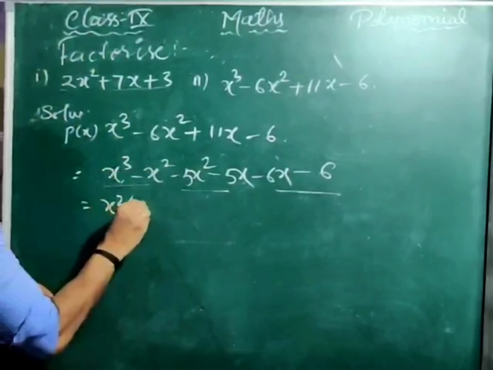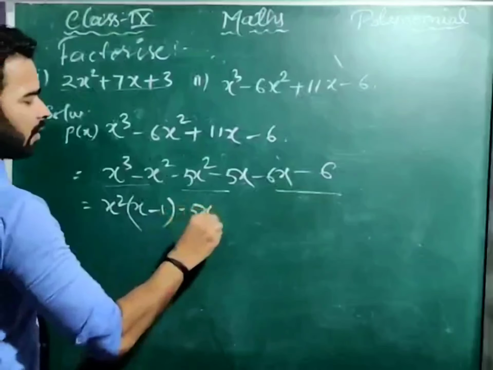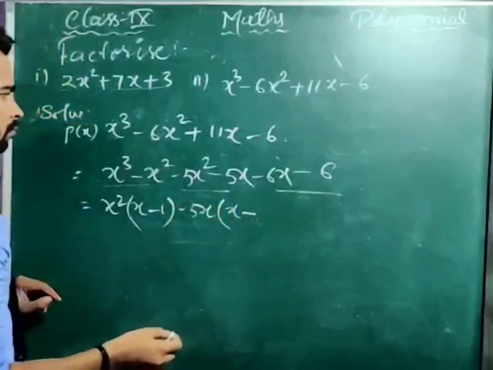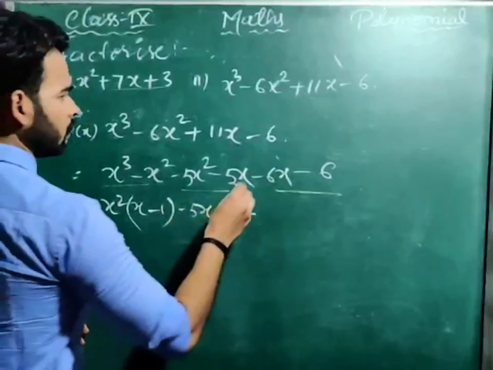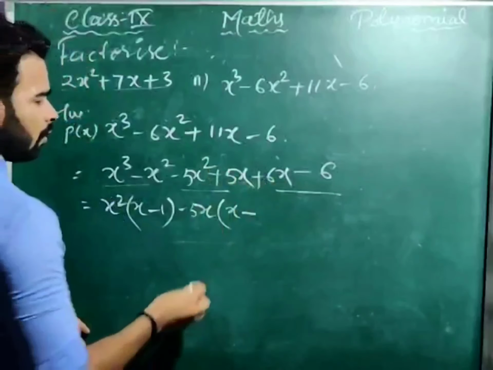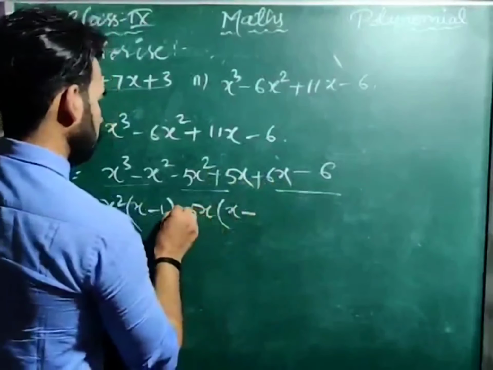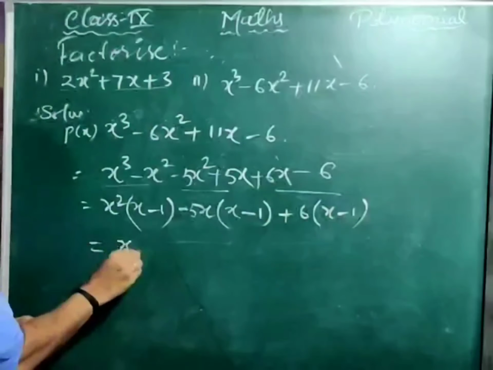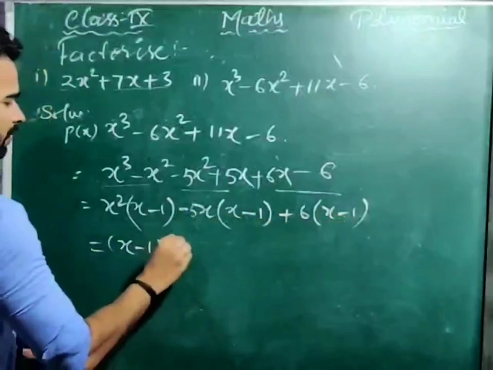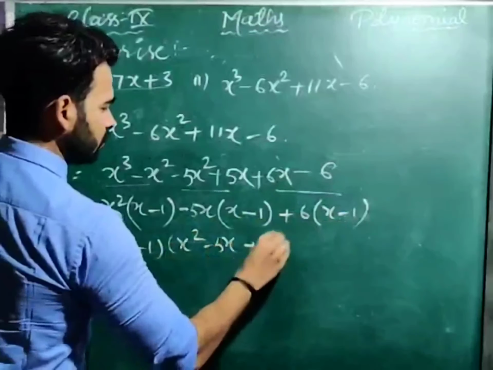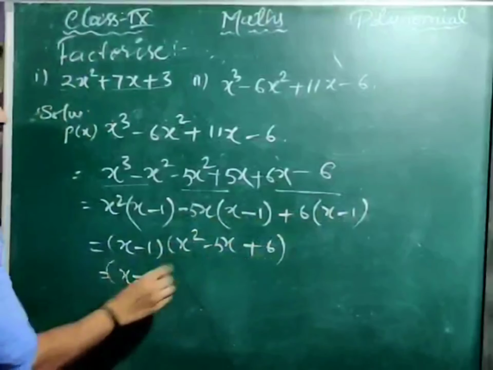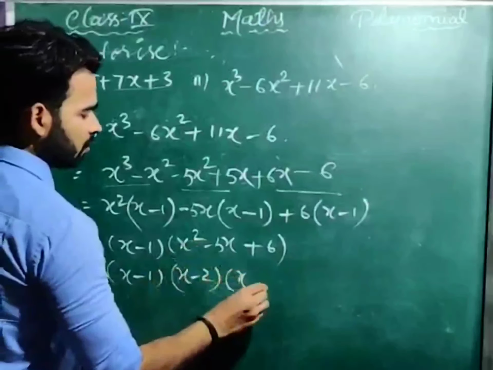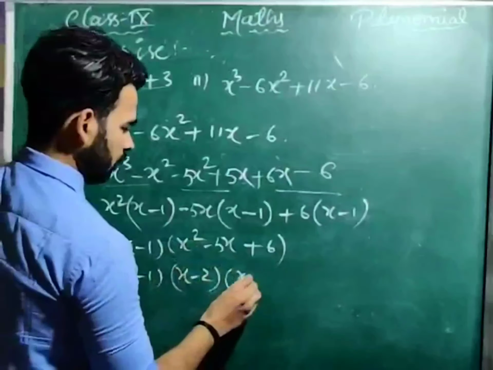So here x square will be taken common. X minus 1. Here minus 5x will be taken common, x minus 1, this will be plus x minus 1, and plus 6 will be common, x minus 1. So we'll get x minus 1 in all brackets the same, and x square minus 5x plus 6. Again we will factorize it. Recently I factorized and got x minus 2 and x minus 3.